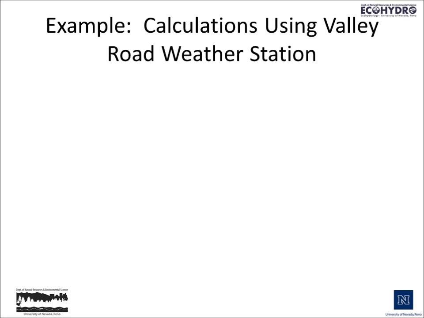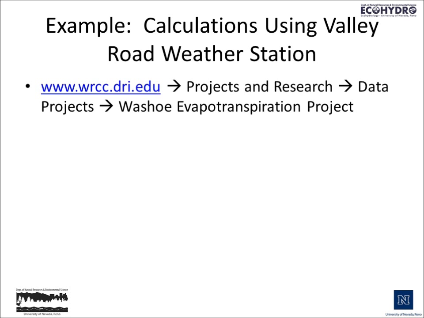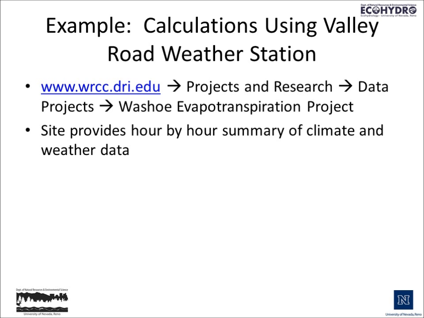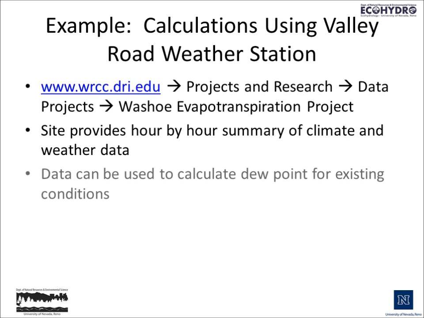Let's estimate the dew point with calculations from the Valley Road Weather Station for Washoe, ET. In order to get this information, we go to the Western Regional Climate Center's website, go to Projects and Research, then Data Projects, and look at the Washoe Evapotranspiration Project. This site provides hour-by-hour summaries of climate and weather data, and the data can be used to calculate the dew point for existing conditions.